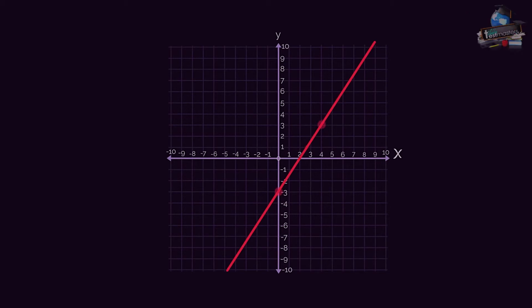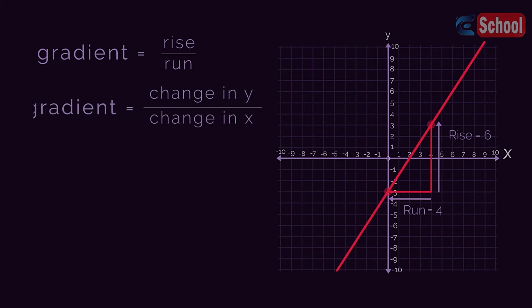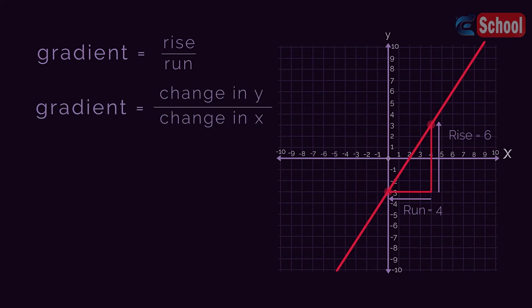With your 2 points, draw a triangle. And how much the triangle goes up, the rise, which is 6, and how much the triangle goes along, the run, which is 4. All you need to remember is that the gradient is the rise over the run, or the change in y divided by the change in x. So for our line, gradient is rise over run, so 6 divided by 4, which we simplify, so the gradient is positive 3/2.